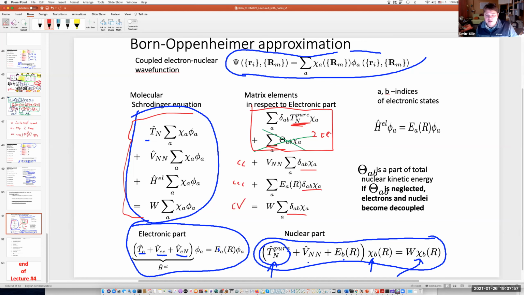And you will discuss when they are non-zero, which is not a big secret. When something burns or explodes, then they are important. Or if energy is dissipating from electronic to nuclear degrees of freedom.